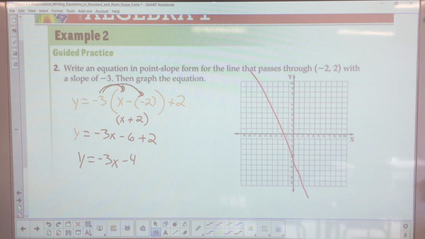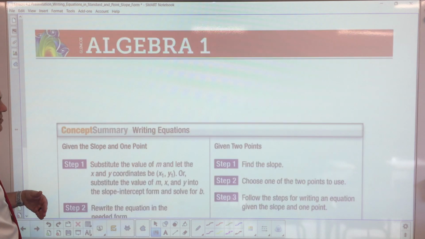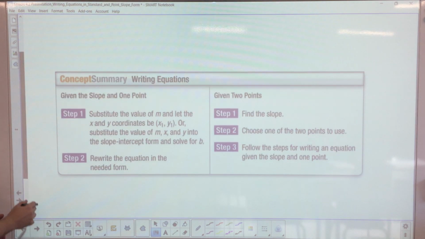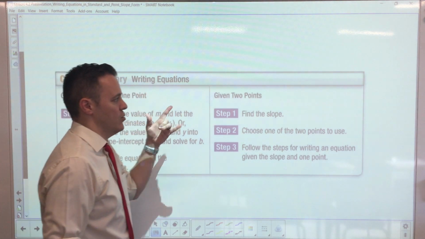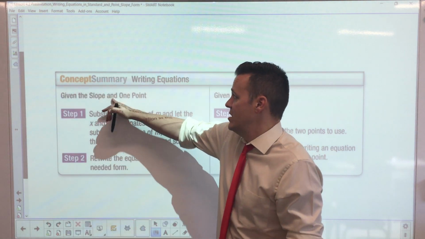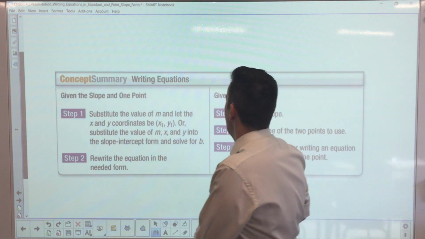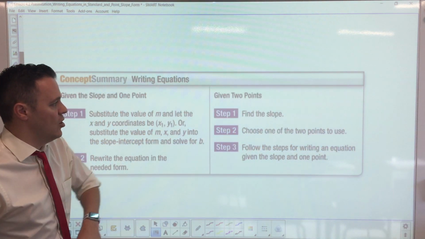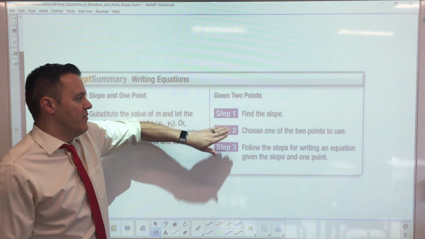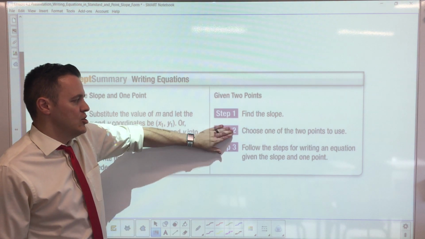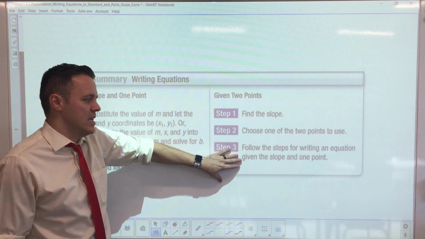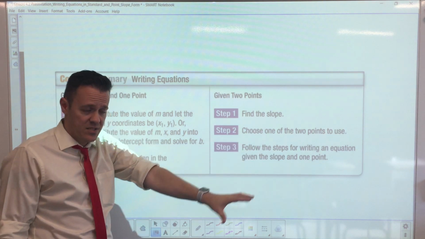Any questions on that? Simple setup. On the homework tonight, I'll have multiple examples to show to do it. So there's two ways when you're writing an equation. You're going to be given a slope and a point. You substitute into the point slope form, and you rewrite the equation. Or you're going to be given 2 points, find the slope first, then choose one of the 2 points to use to write it into slope-intercept like we learned last week.